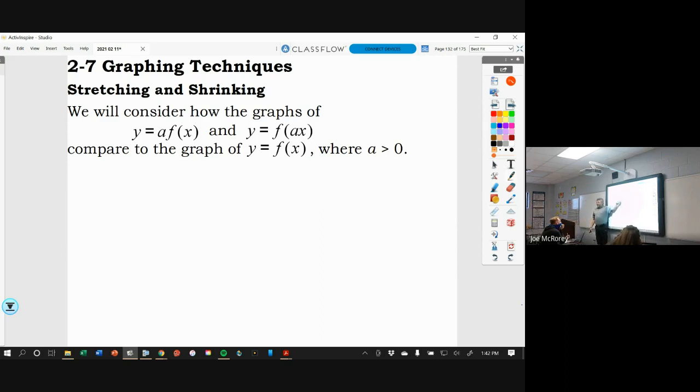If the a is in front of the function, it's affecting the y value. It's affecting it vertically. So if the a is in front of the function, it's changing the vertical status of the function. If a is greater than 1, that's going to give us a vertical stretch. If 0 is less than a, which is less than 1, that's going to be a vertical compression.